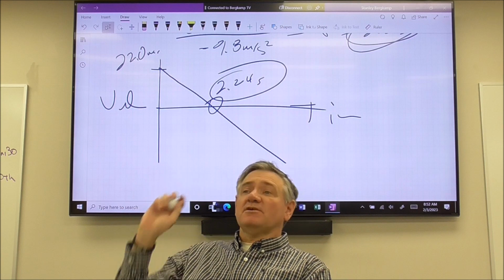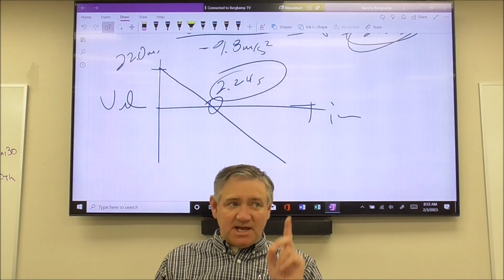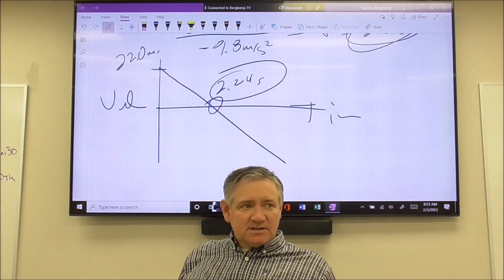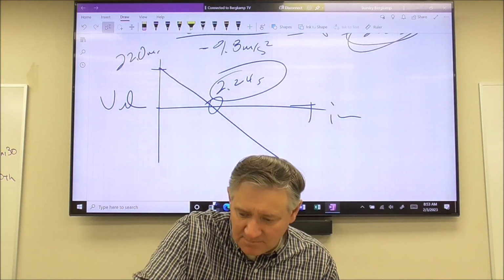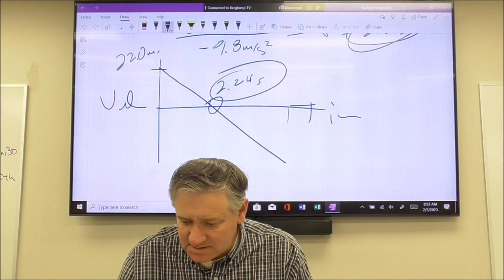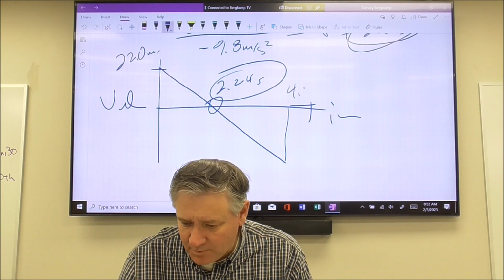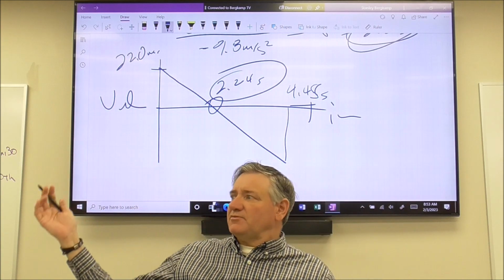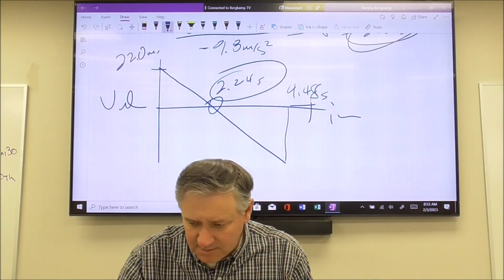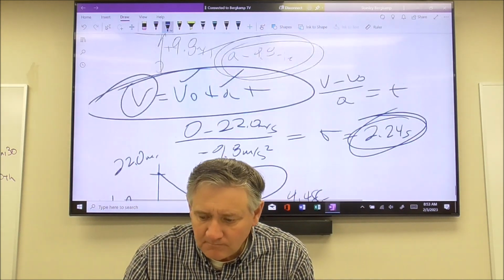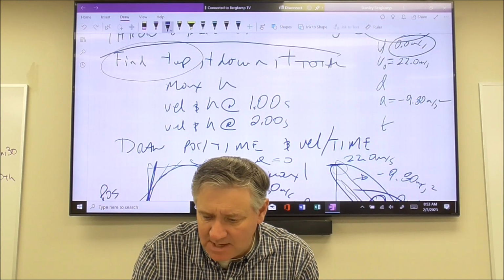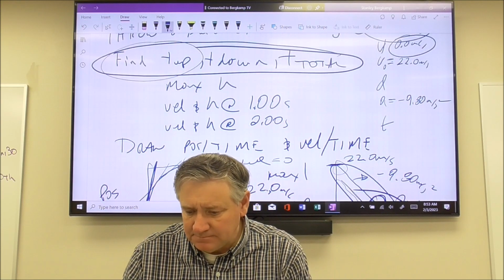As long as it returns back to the same height. That's a huge caveat. If it returns back to the same height, it's going to take 2.24 seconds to come down. So that's going to put us out here at 4.48 seconds, which is going to be our total flight time. Okay, we got that done. No worries. So we've done all this. We've done the time up, the time down, and the total time.